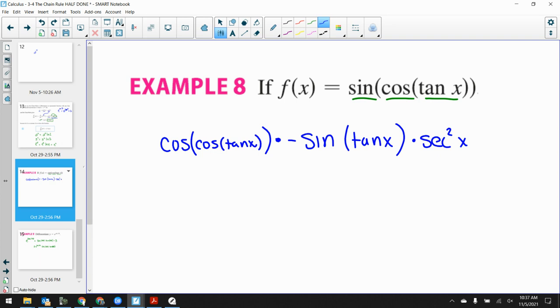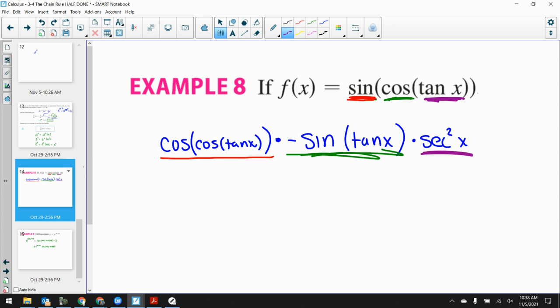Okay. I don't think there's anything. Is there any simplification I can do there? I guess bring the negative all the way out front, but that doesn't really do anything anyway, does it? So I can leave it like that. That's just a demonstration of two chain rules at a time, a chain in a chain, right? Because here was my derivative of the sine, here is my derivative of the cosine, and here is my derivative of the tangent.